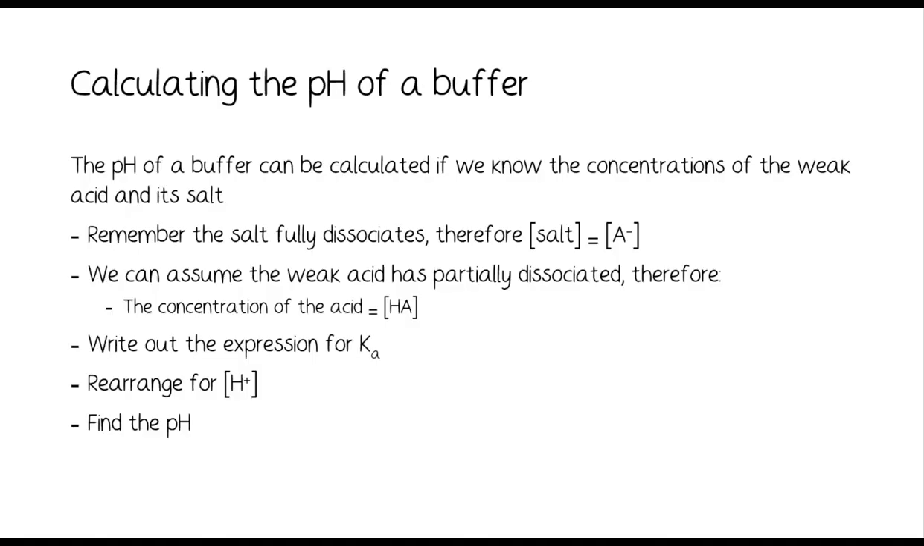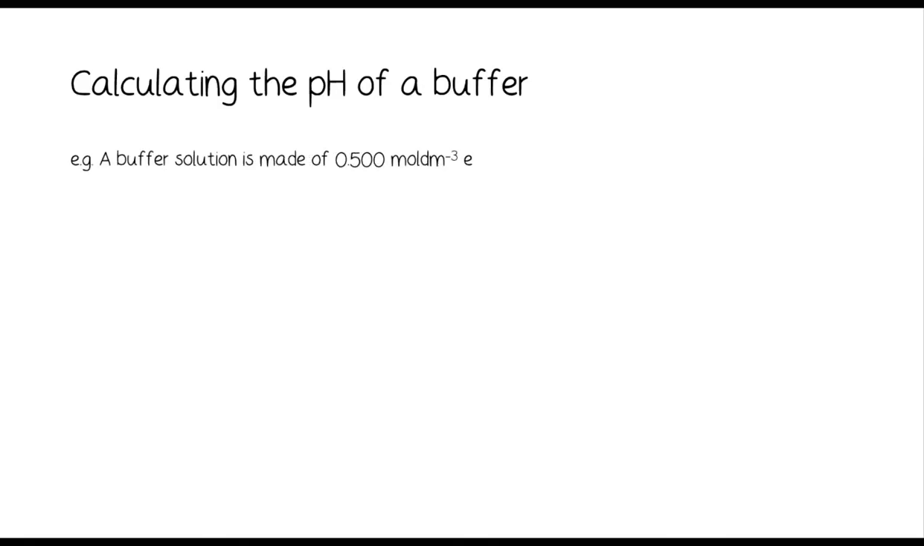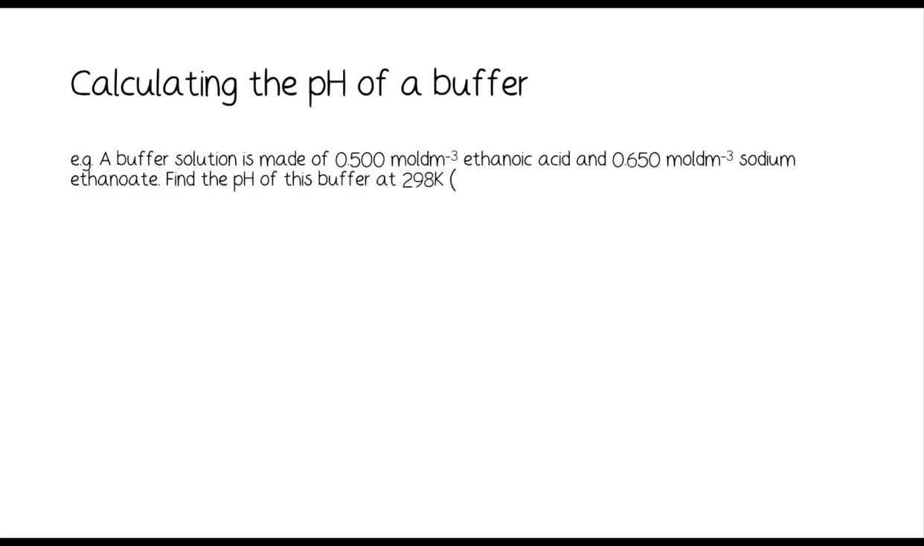We'll do an example now. So let's take this example then. We've got a buffer solution made of 0.5 moles per decimeter cubed ethanoic acid and 0.650 moles per decimeter cubed sodium ethanoate. Find the pH of this buffer at 298 Kelvin, and the Ka for this is 1.7 times 10 to the minus 4 moles per decimeter cubed. Now that's a lot of numbers, but if we break it down into the fundamentals, it shouldn't be too scary.